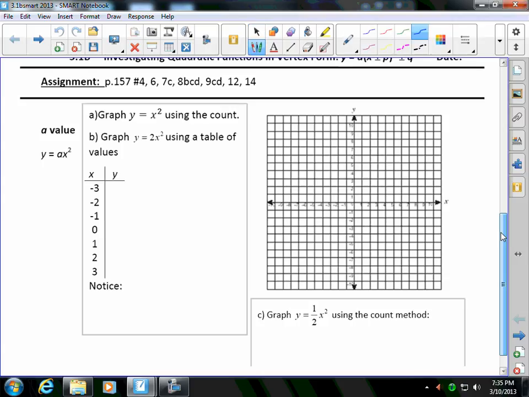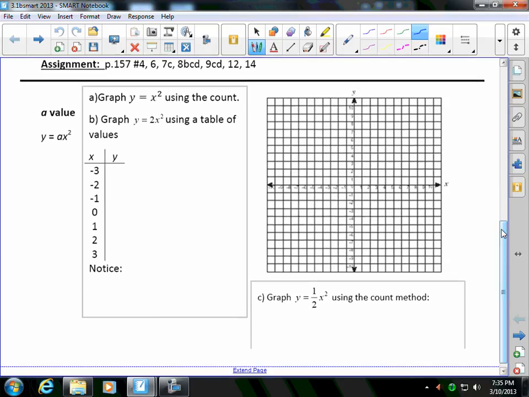Remember, the p and the q caused a translation to the graph. The p moved the graph left or right, q moved it up or down. And the p and the q ended up also giving us the coordinates for the vertex of our graph. So today we're going to check out what happens when you throw in an a value. And the a value goes in front of the x squared term.